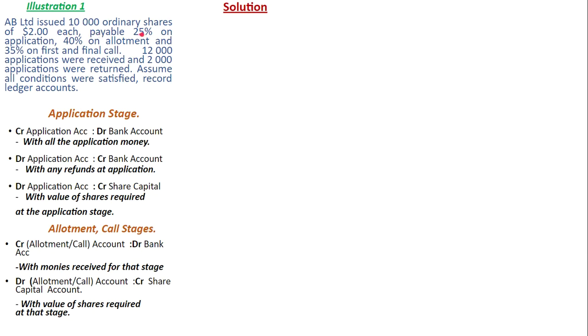We are told 25% is payable on application, that's 25% of $2, 40% on allotment, 40% of $2, and 35% of $2 is paid on first and final call. 12,000 applications were received. That means there was an oversubscription. We received more than we had actually offered in the market. Therefore, the company returned 2,000 applications. So we are going to apply these accounting notes into the solution.